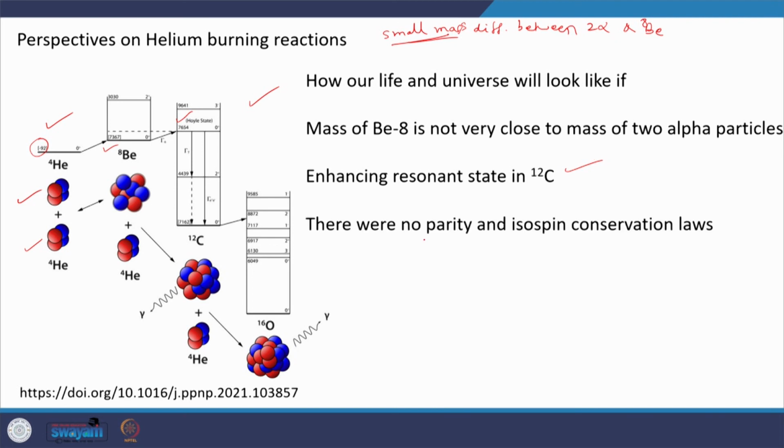Now, the parity and isospin conservation laws followed by energy levels in neon after oxygen 16, because of which blocking of quiescent helium burning is taking place. So, these three reasons, the very close difference between the beryllium 8 mass and 2 alpha particles, the happening of the resonant state, and the properties of the energy levels which play an important role in blocking the helium burning, are important perspectives of the helium burning reactions.